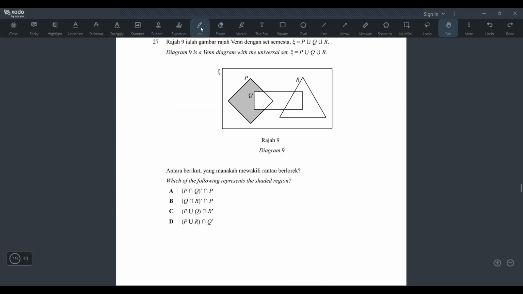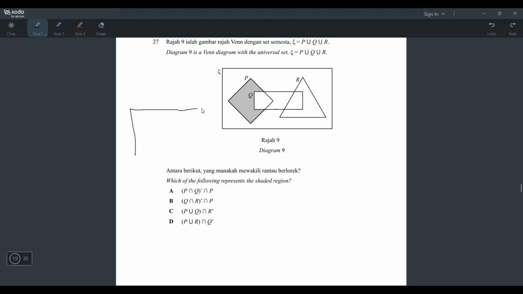Very simple. Okay, 27. Diagram 9 is a Venn diagram with universal set and sets P, Q, and R. Which of the following represents the shaded region? This one I will use this method to do. First thing first, because I don't know which one is the answer, they already give me the shaded region here. So now I will label this with numbers. I think I will just draw a new one, and make sure it looks similar to this. So we draw like this, and then a triangle. This one is P, this one is Q, this one is R, and this one is the universal set.